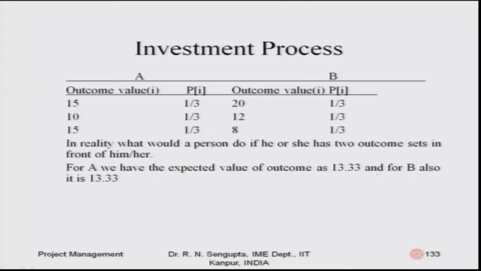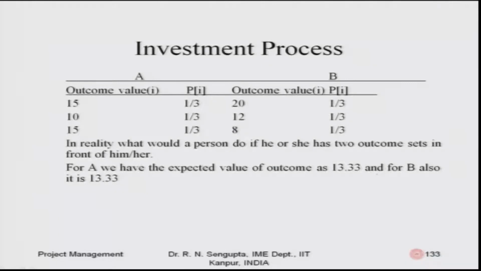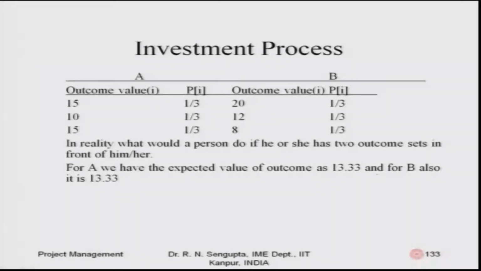In the investment process, even though the heading says investment process, I am considering the investment from the point of view of an investor or a project manager. The machines are A and B. The first column is the outcomes, the second column is P_i, the corresponding probability, then the third column has the outcomes, and the last column is again related to probability. I am just using the word outcome. Outcome basically means value, not rupees, not dollars, not yen, but something else. I will come to that.